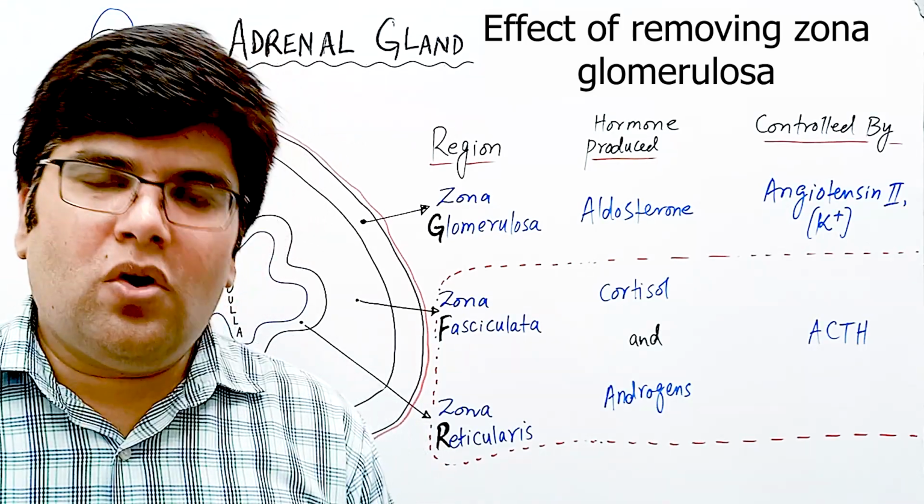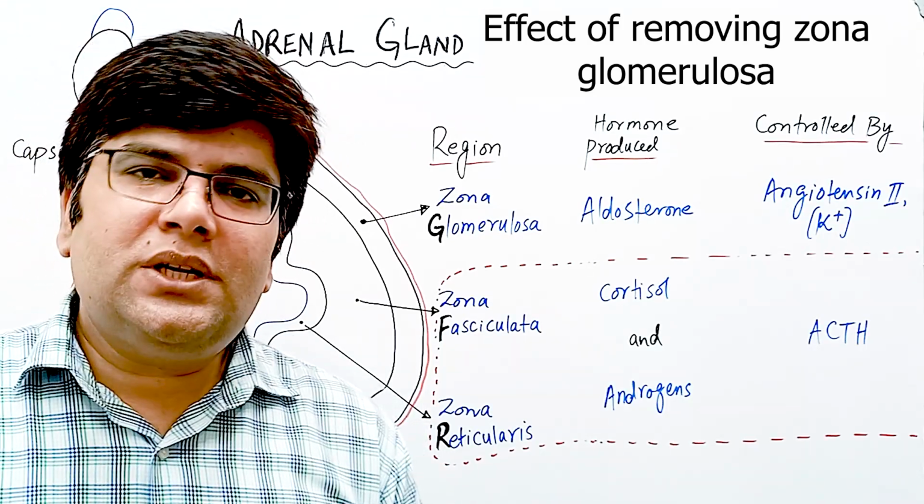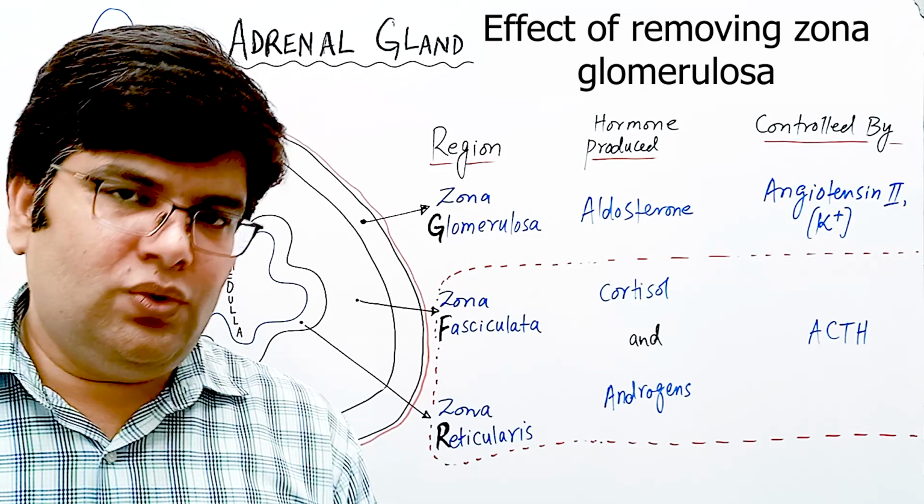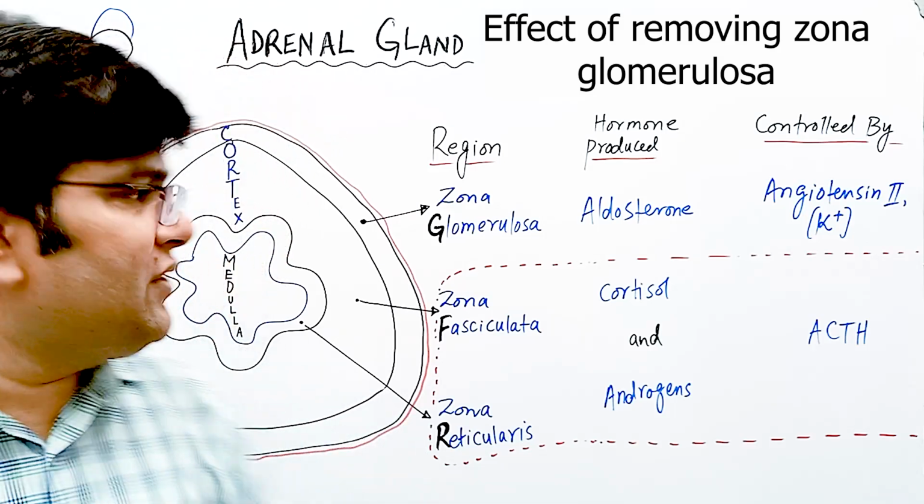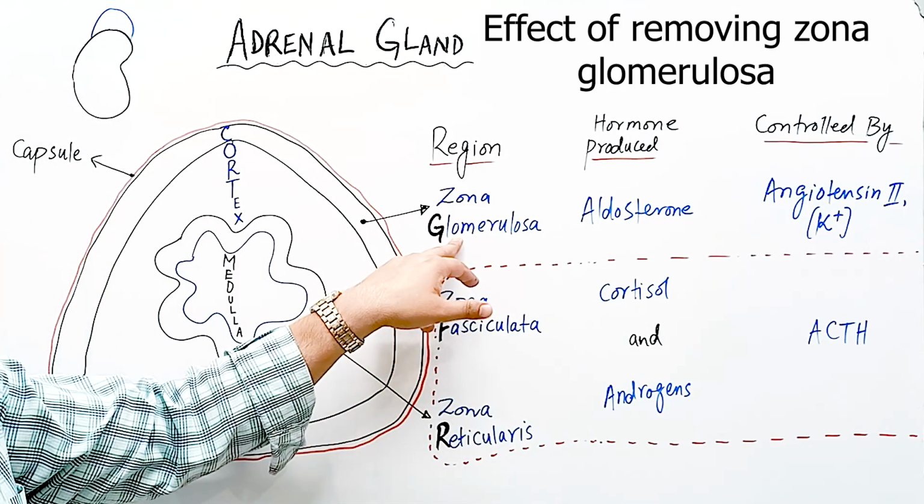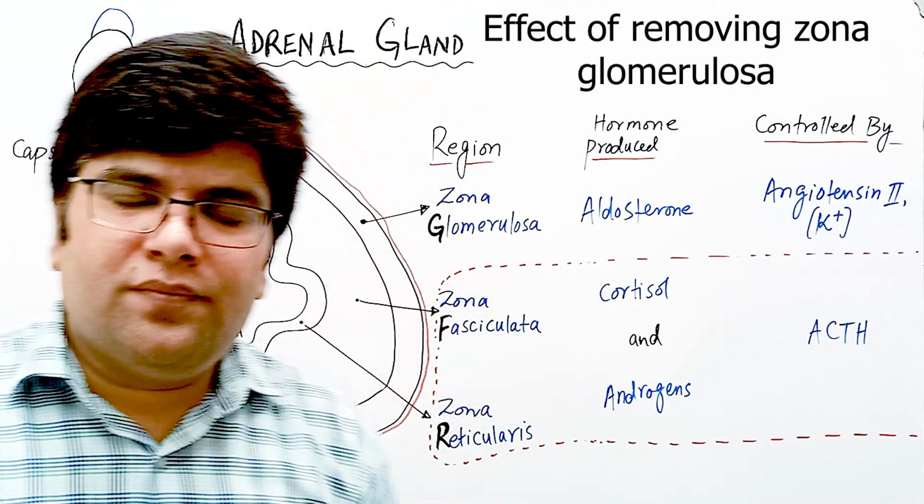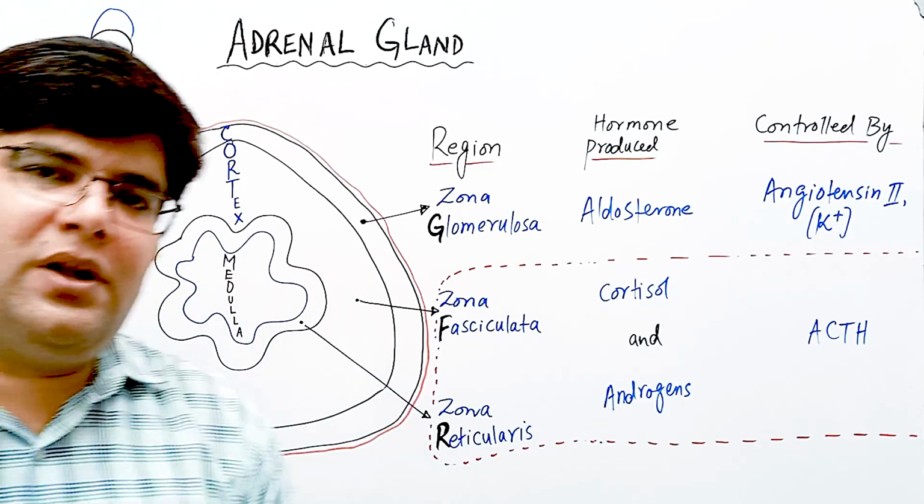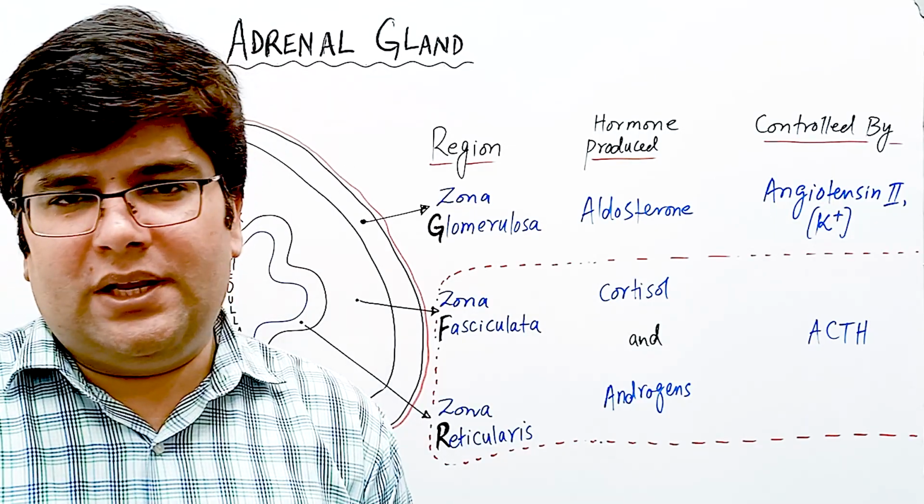Normally, the hormone aldosterone increases secretion of potassium ions and hydrogen ions into urine. And in case of deficiency of aldosterone, because the zona glomerulosa has been removed, the secretion of potassium and hydrogen ions will decrease, so their level will increase in our blood.